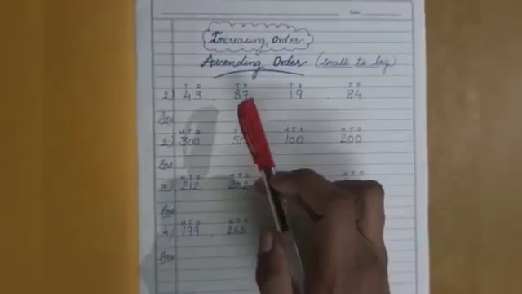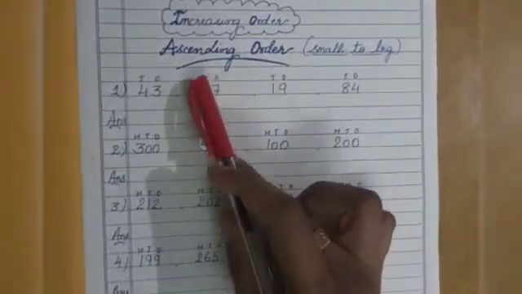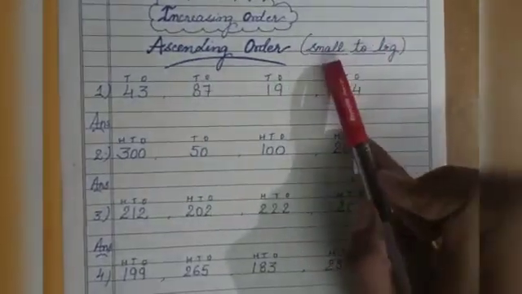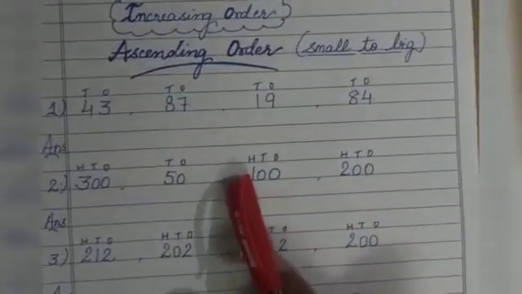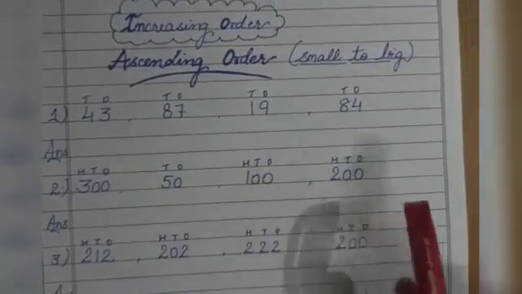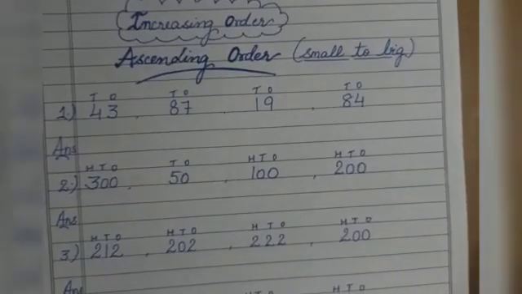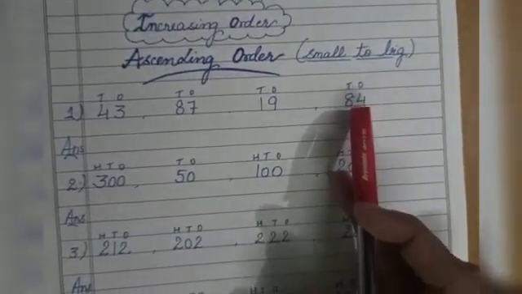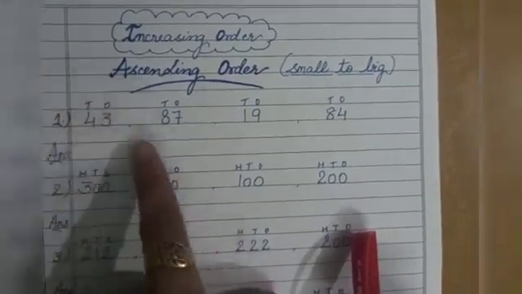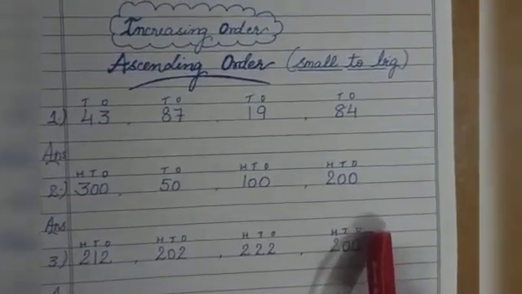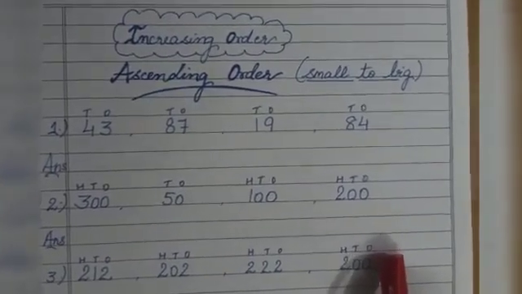Children, today I'm going to tell you about increasing order, or you can say ascending order. Increasing or ascending order means from small to big. We will write the small number first and then go on with the bigger ones one after the other. But before doing that, we need to write ones and tens place above all the given numbers. This will make it very easy for you to understand which one is the smaller one and which one is the bigger one.